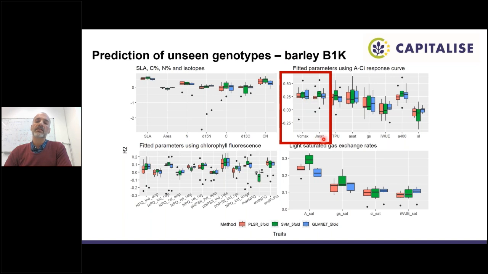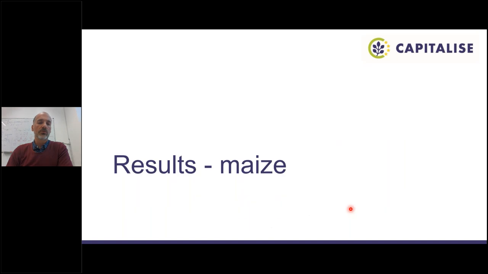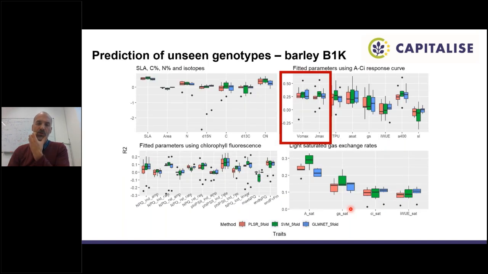However, for VC-max and J-max, we already observe a third decrease in accuracy in comparison to the scenario with seen genotypes that are presented on the previous slide. The rest of the parameters I do not go into detail because they only become more poorly predicted. So having seen such performance, which is not very striking for barley, we were wondering whether the situation is better or worse in the case of maize.